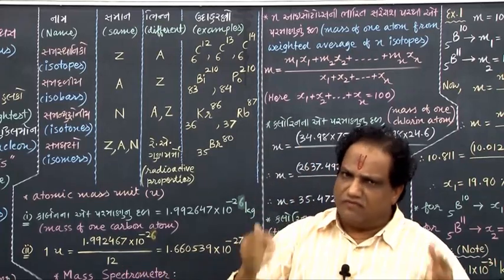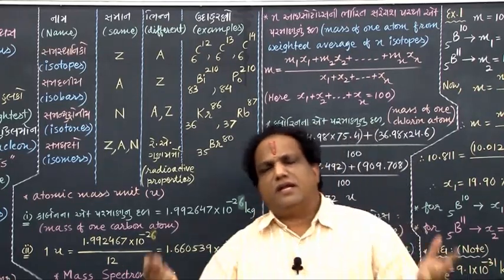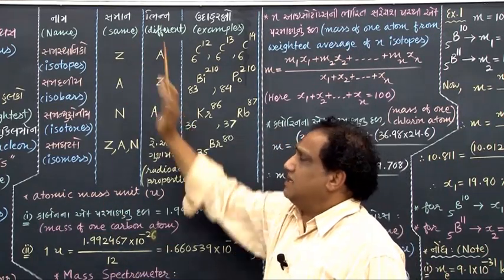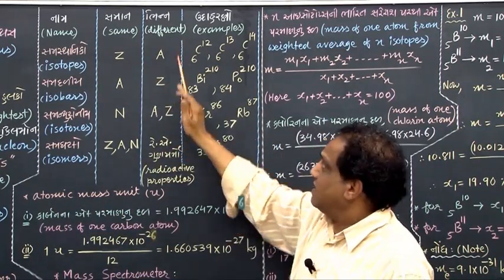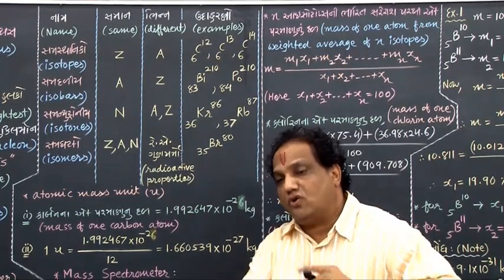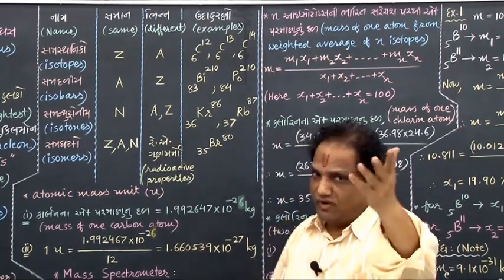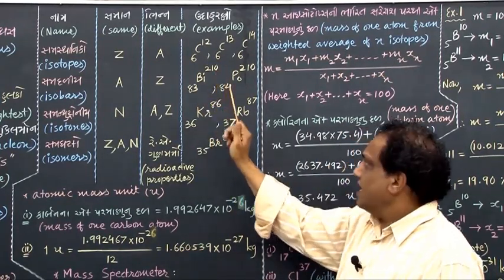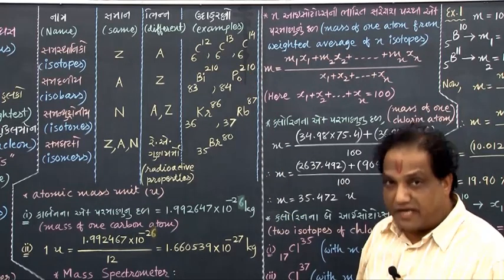Now let's go for isobars. Very simple. Start with the same phrase of the words. Atoms for the nuclei of which atomic mass number is same but atomic number is different are called isobars of each other. For example, 83 bismuth 210, 84 polonium 210.